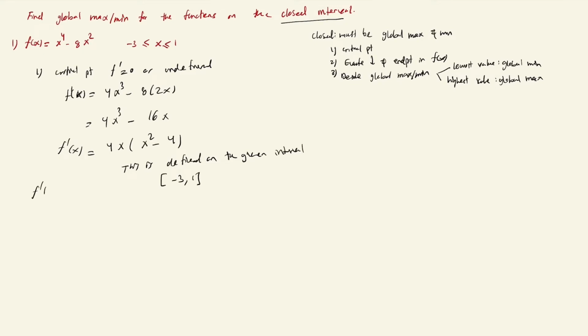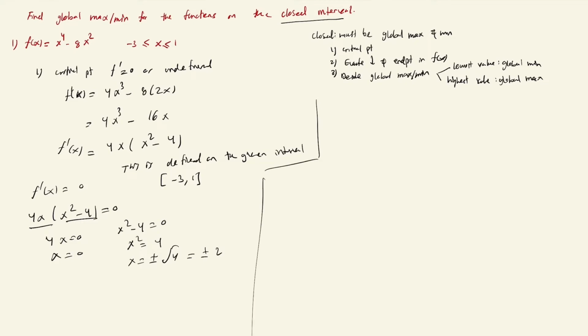Now, the first derivative is 0 when 4x times x squared minus 4 equal to 0. The first part is when x is 0, and the second term is when x squared minus 4 equal to 0. We solve for x, which is plus and minus the square root of 4, which is equal to plus and minus 2. So we have 3 critical points in here, 0, 2, and minus 2.